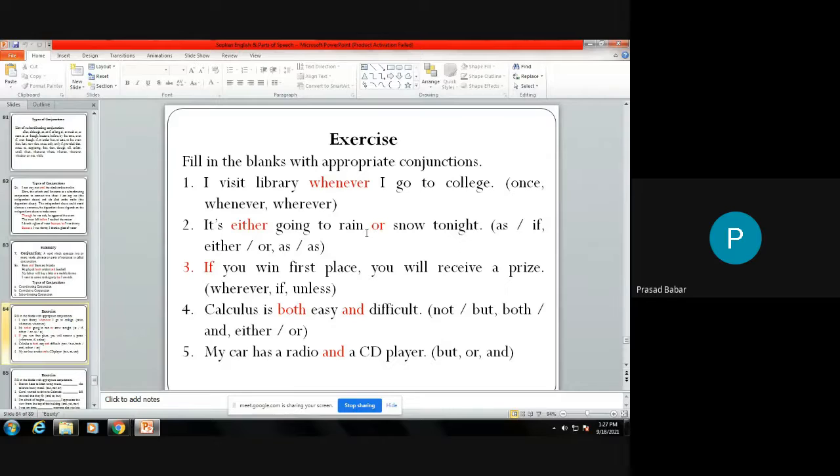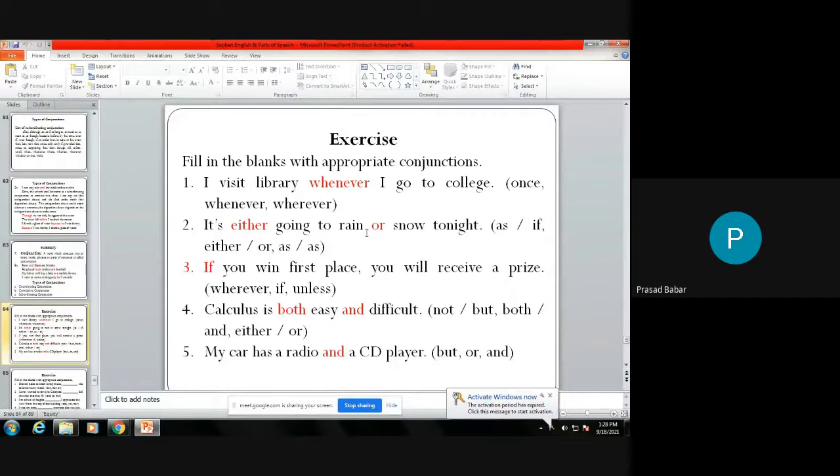Question is, fill in the blanks with appropriate conjunctions. So here they have given all of the answers, but we have to just discuss them, so that we will get the actual meaning, and we will try to use it in the sentences. So let's see the first example.